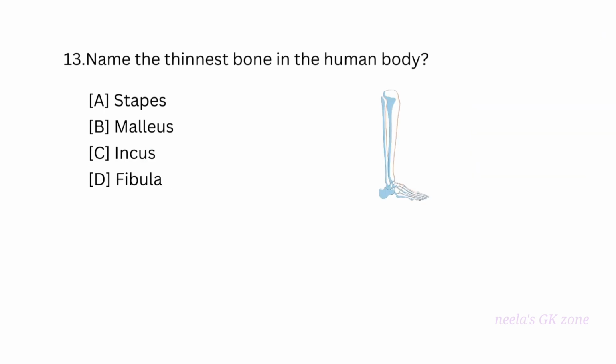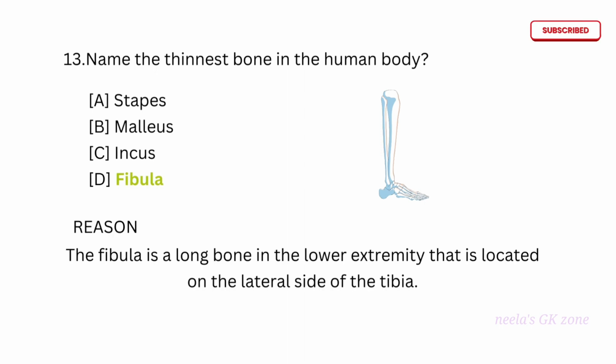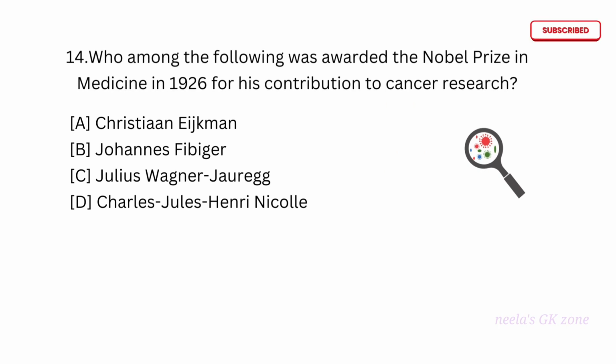Name the thinnest bone in the human body: stapes, malleus, incus, fibula. And the answer is, if you know the answer, please comment in the comment box. And the answer is fibula. The fibula is a long bone in the lower leg that is located on the lateral side of the tibia.